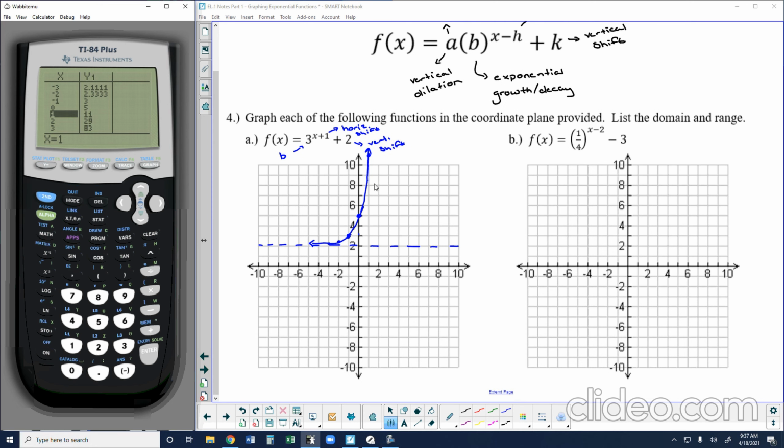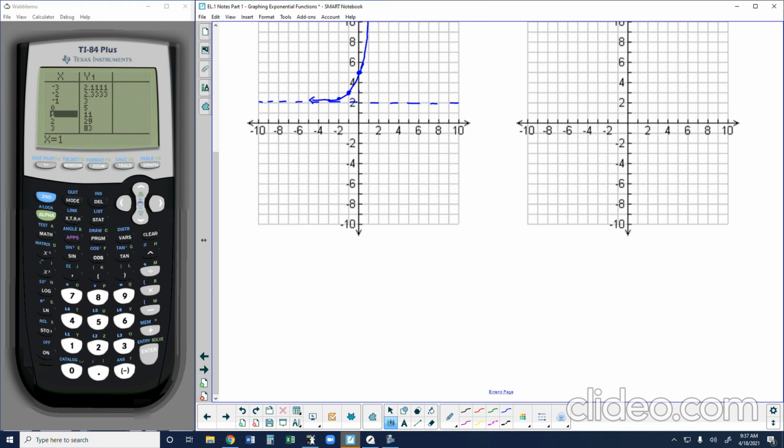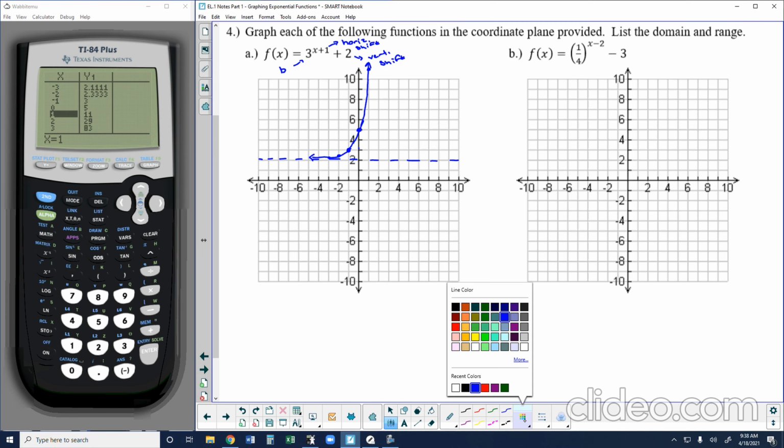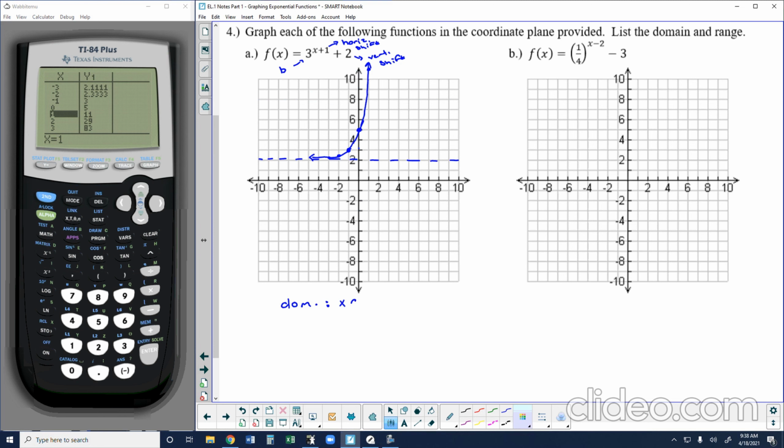The next thing that it's going to ask for is domain and range. So the domain of this function is the x values. So the domain, we can see that this function is going to go to the left forever and to the right forever. So the domain is all real numbers.